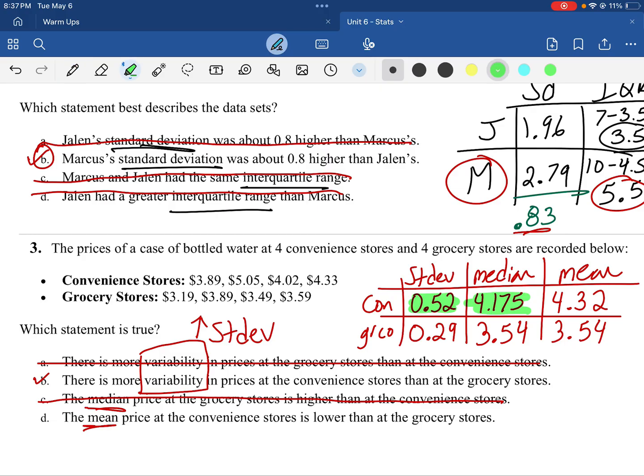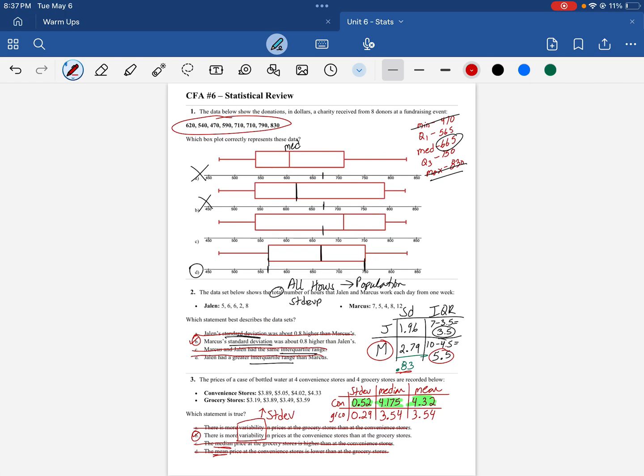And last one, it says the mean price at the convenience store is lower than the grocery store. Well, which one's lower here? We know convenience is higher, so we know that that is not true because the convenience store is higher for the mean by looking at our data. So that means B has to be our answer here.